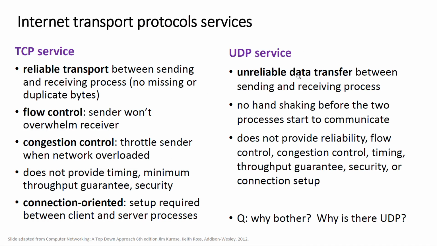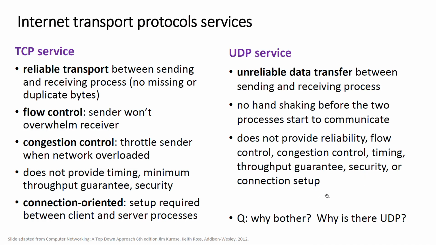Let's move on to UDP service. Unlike TCP, it is unreliable data transfer between sending and receiving process. So this is the bad thing about UDP. The good thing is that there is no handshaking before the two processes start to communicate, so you gain some time. It does not provide reliability, flow control, congestion control, timing, throughput guarantee, security, or connection setup. So as you can see, there are a lot of bad things about UDP here.